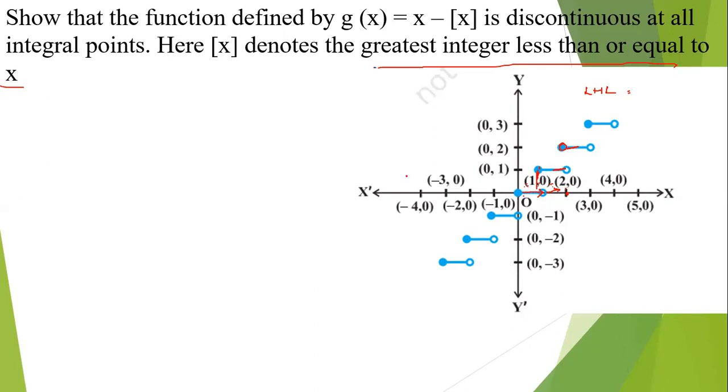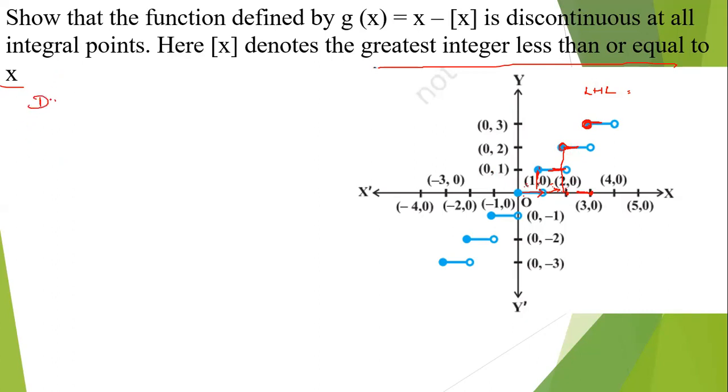I explained that last time, you can make it out here. For 2, the left hand limit is 1 but the right hand limit is 2. For 3 also, the left hand limit is 2 but the right hand limit is 3. Got it? Yes. So here we will try.